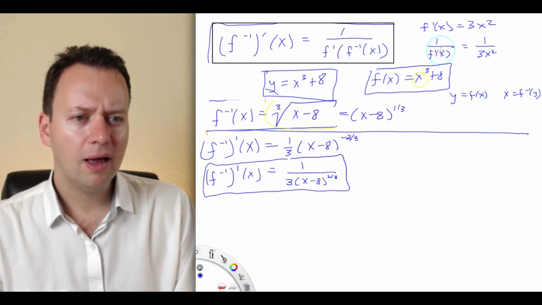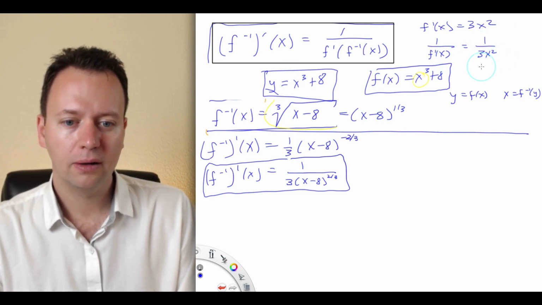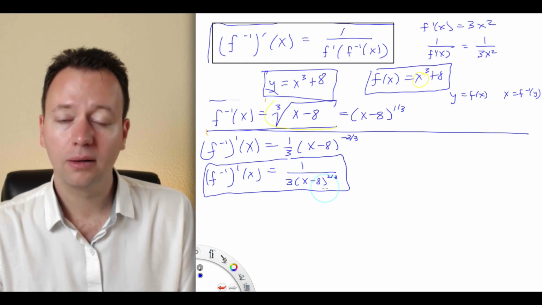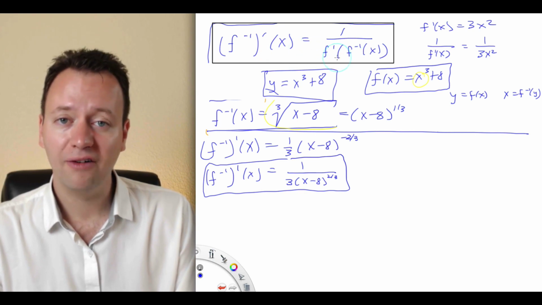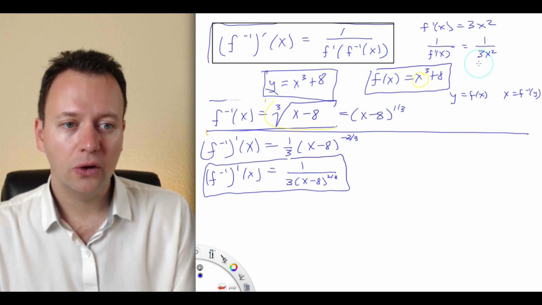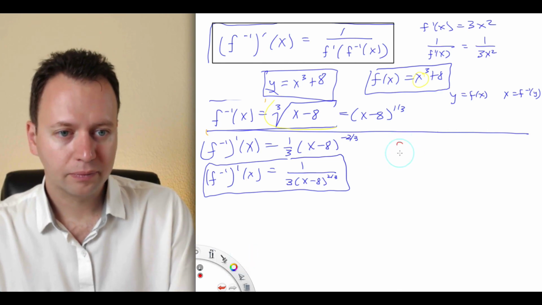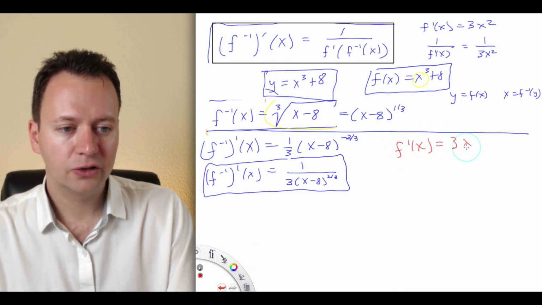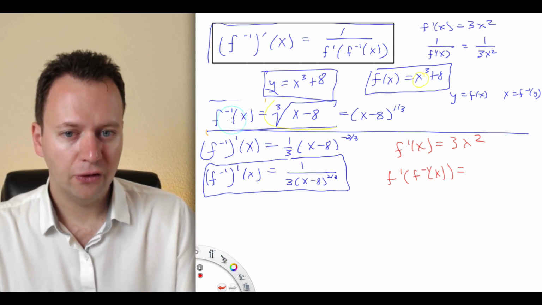same. Now recall I said 1 over f prime of x way back at the beginning was 1 over 3x squared. Well, this doesn't look like 1 over 3x squared. And the reason is because f inverse prime of x is not 1 over f prime of x, it's 1 over f prime of f inverse of x. So f prime of x was 3x squared. So f prime of f inverse of x, I have to take, that's the same, f inverse of x is x minus 8 to the 1/3.